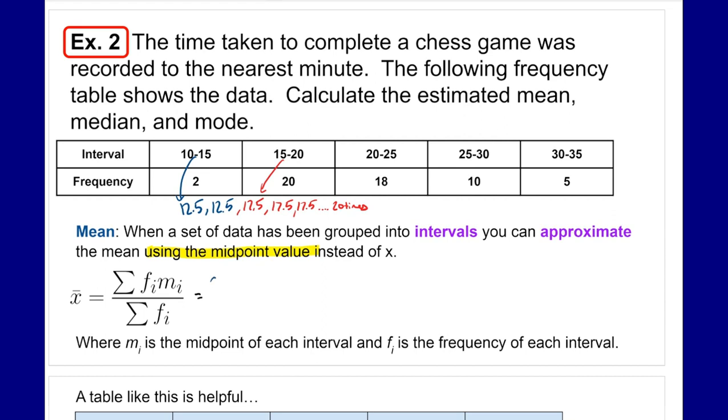the frequency, so 2 times the midpoint, which is 12.5, plus the next, which would be 20 times 17.5, plus the next one, if we really wanted to, 18 times 22.5, and so on, all divided by how many there are, right? Which is the sum of the frequencies. So 2 plus 20 plus 18, and so on, gives 55. So we'd end up dividing by 55, which is the sum of the frequencies, basically meaning that there are 55 data points.